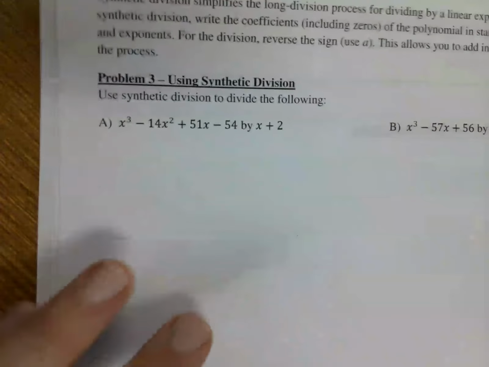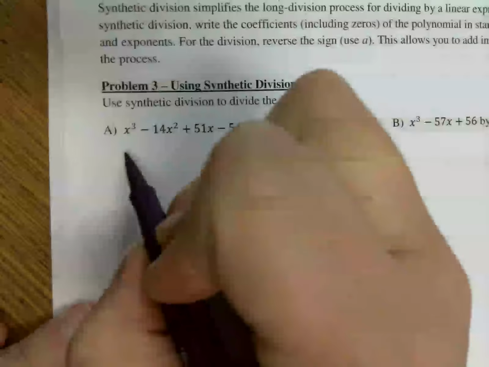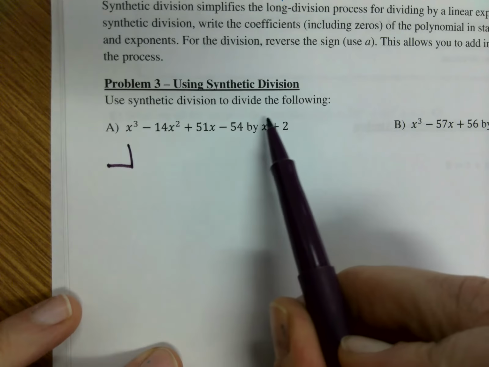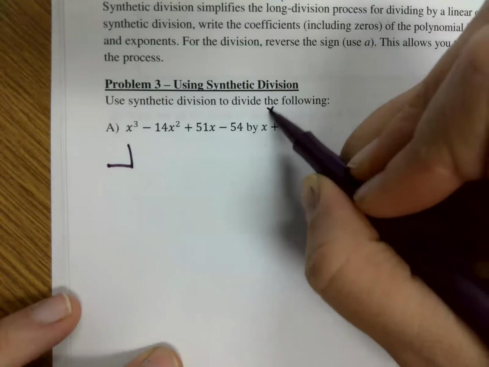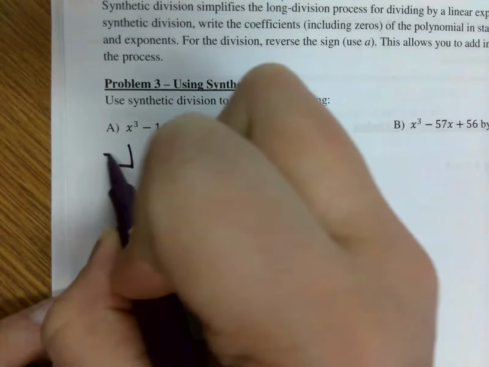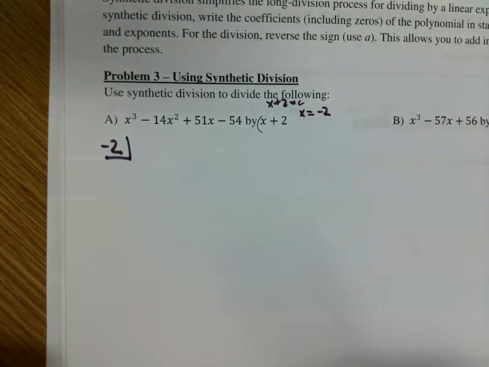Now, some people really like synthetic division. So when I set up synthetic division, the first step is setting up. You draw a box. In this box, you write the 0 of what you're dividing by. So the 0 would be x plus 2 is equal to 0, so x equals negative 2. That's what goes in the box. Whatever you're dividing by, the 0 of that function.